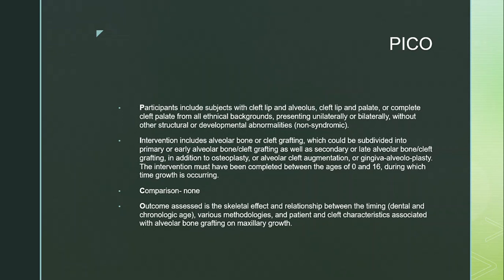Intervention includes alveolar bone or cleft grafting, which could be subdivided into primary or secondary alveolar bone grafting, in addition to osteoplasty or alveolar cleft augmentation or gingivoalveoloplasty or gingivoperiosteoplasty. The intervention must have been completed between the ages of 0 and 16, during which time growth is occurring.